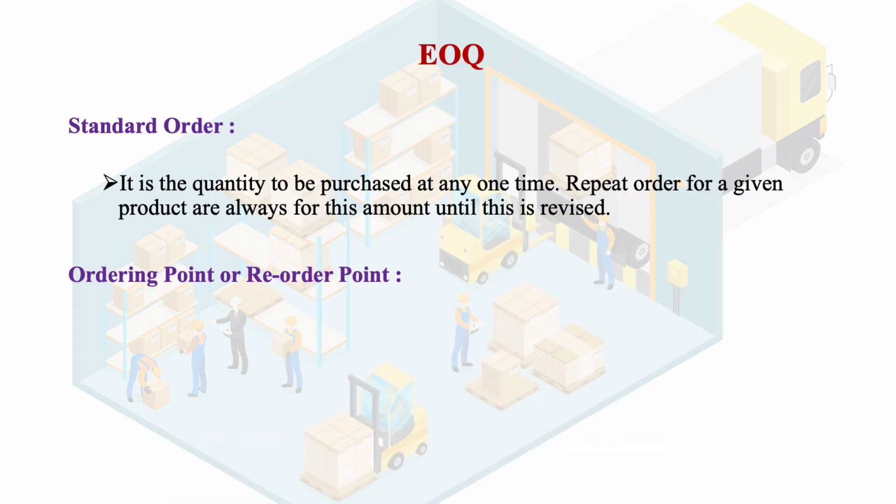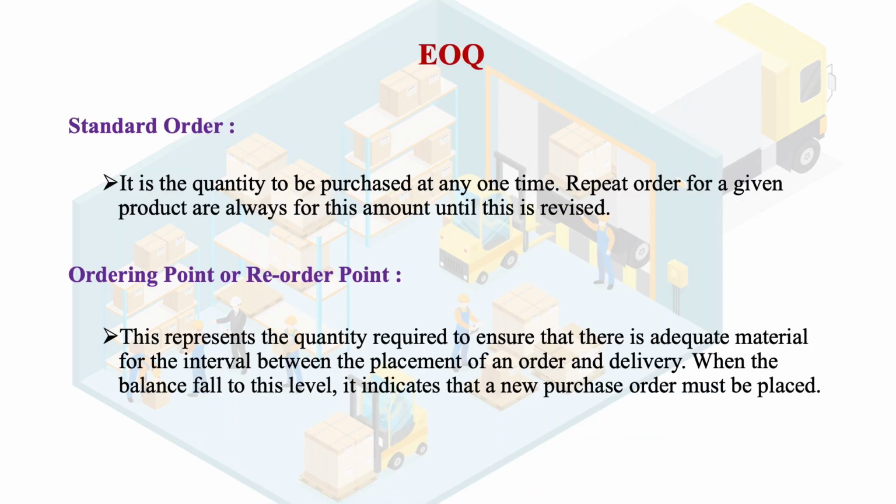Ordering point or reordering point. This represents the quantity required to ensure there is adequate material for the interval between the placement of the order and delivery. When the balance falls to this level, it indicates that a new purchase order must be placed. It means that the quantity available between the placement of the order and the delivery of that order in the warehouse is covered by the reorder point.